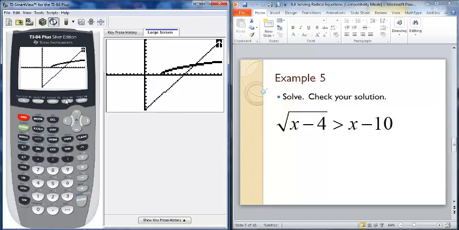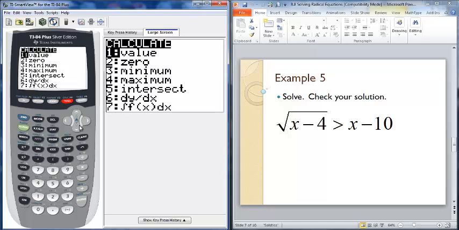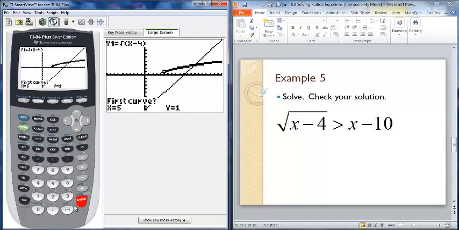Oh, I think I hit the wrong one here. So second calc, go to intersect. First curve, hit enter. Second curve, hit enter. And it was 13, which is our solution that we received. So at 13 is when the line becomes greater than, or right after 13 is when it becomes bigger.